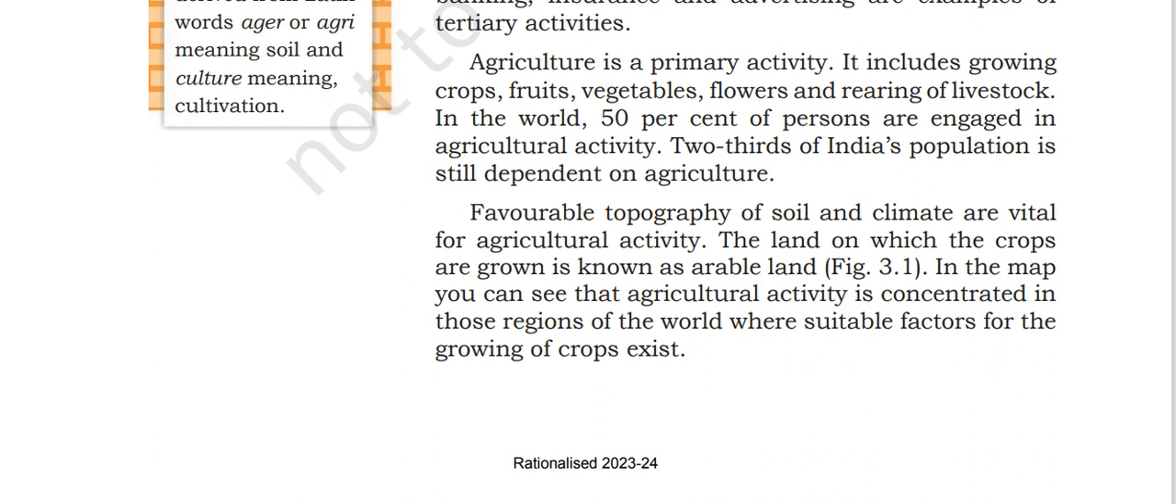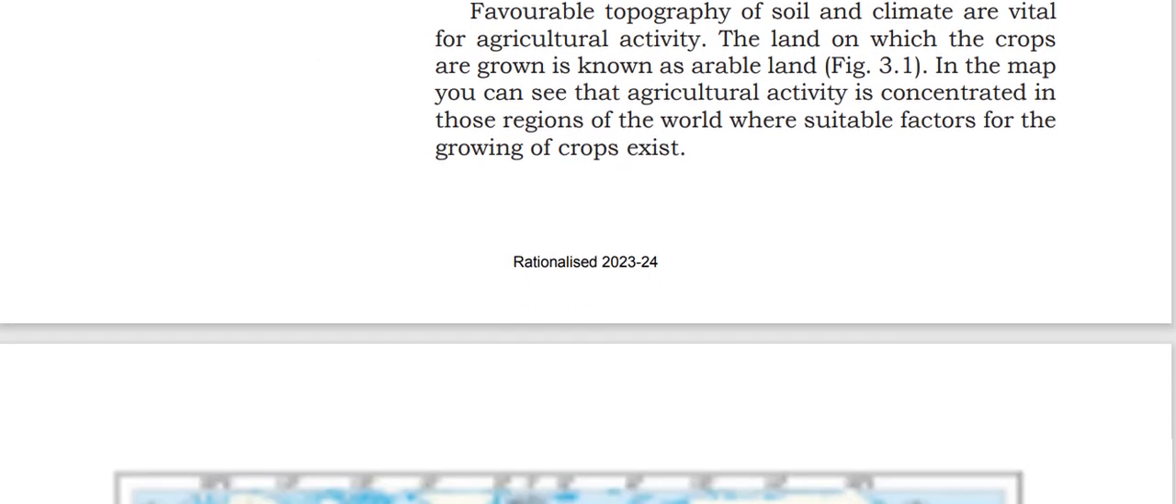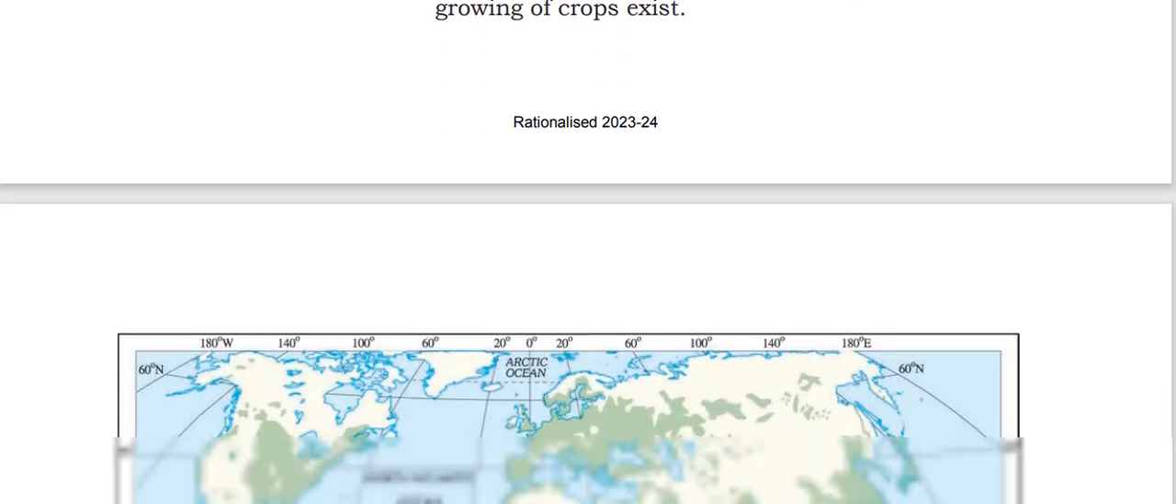Favorable topography of soil and climate are vital for agricultural activity. The land on which crops are grown is known as arable land. In the map, you can see that agricultural activity is concentrated in those regions of the world where suitable factors for the growing of crops exist.